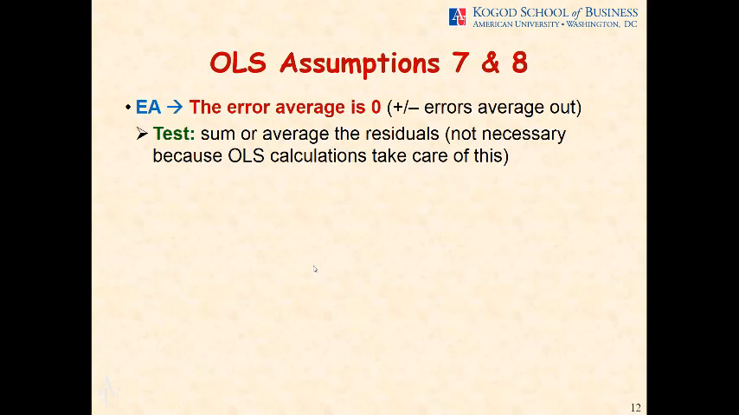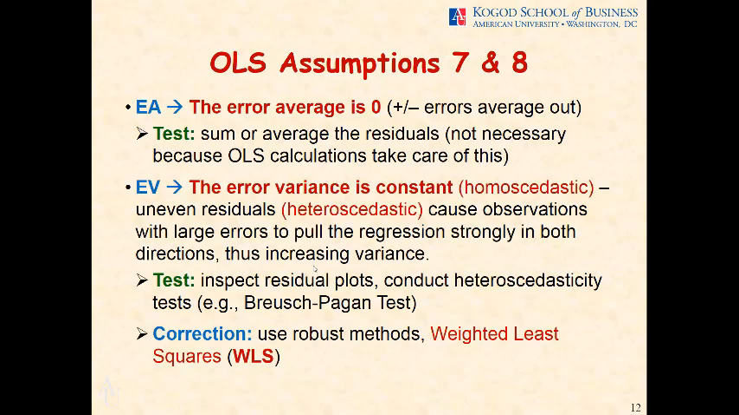All right, assumptions 7 and 8: the average of the errors is 0. Now, you don't need to test it because the OLS formula already takes care of this. It makes all the errors average out to 0. So the solution will ensure that the average of the errors is 0. But it's an important OLS assumption. This other one we have to test many times.